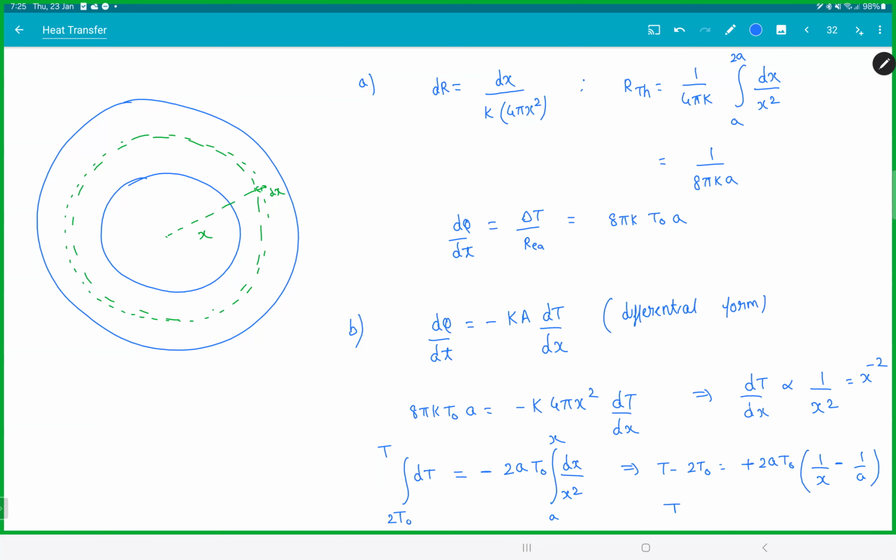2t naught will actually cancel. You end up with 2t naught a by x. Check, it's a decent answer. When x is equal to a, I got 2t naught. When x is equal to 2a, I get t naught. Yep, the temperature is varying as a 1 by x function. Clear with this? It's actually a hyperbola. Now they can ask you further, but have a look at this integration.